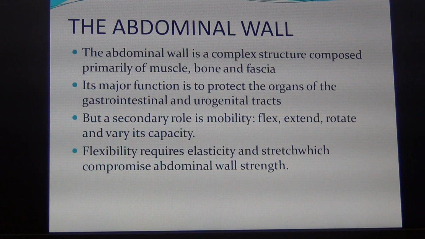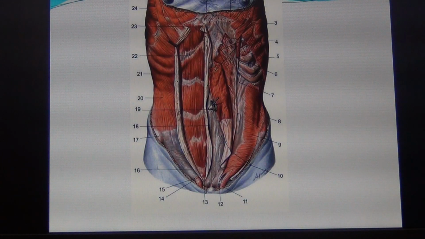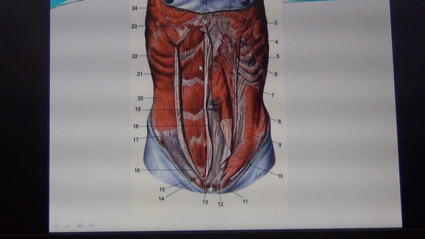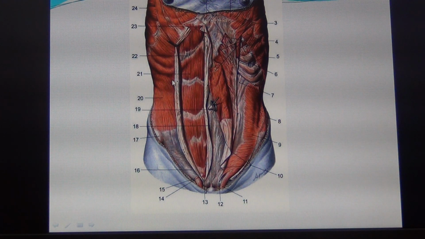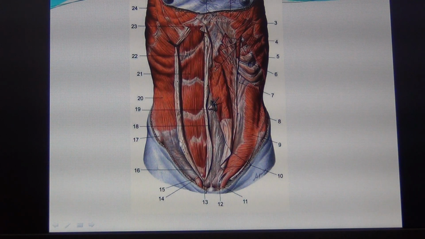Flexibility of the abdominal wall usually requires elasticity and muscle stretch, which compromise the abdominal wall strength. If you look at this photo, you will see that the abdominal wall is composed of major muscles: the external oblique and the rectus abdominis muscles. Below it are the internal oblique and the transversus abdominis muscles. This is the linea alba, umbilicus.